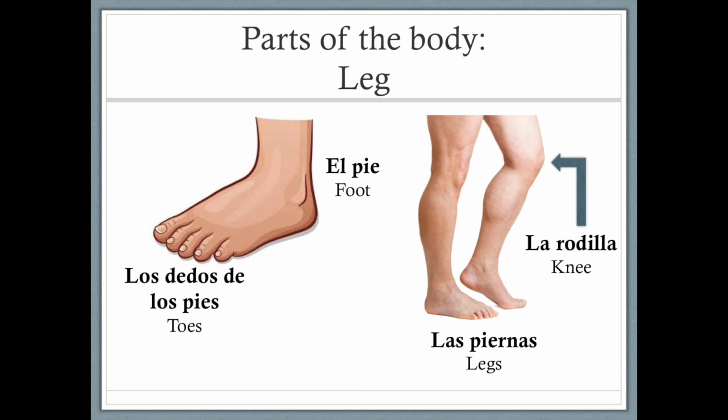Legs are las piernas. The knee is la rodilla. The foot is el pie. And notice it looks like pie in English, but it's not. It's pie. And los dedos de los pies are the toes. And the direct translation of toes in Spanish are fingers of the feet. Los dedos de los pies.